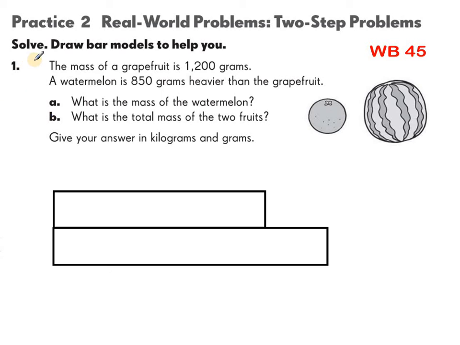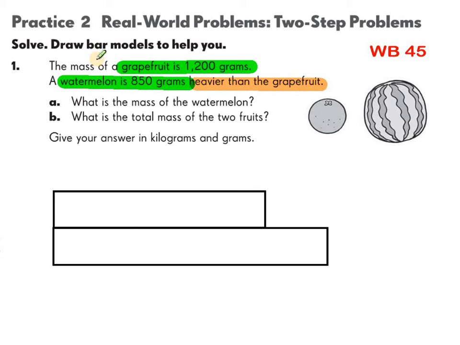So let's go in here and highlight some words. The mass of a grapefruit is 1,200 grams. Well, I'm going to highlight grapefruit and 1,200 grams. Then I'm going to highlight watermelon, 850 grams. But I also need to mark this word, heavier than the grapefruit. So I know that the watermelon weighs more than the grapefruit. I'm going to start by solving the first step. It says, what is the mass of the watermelon?